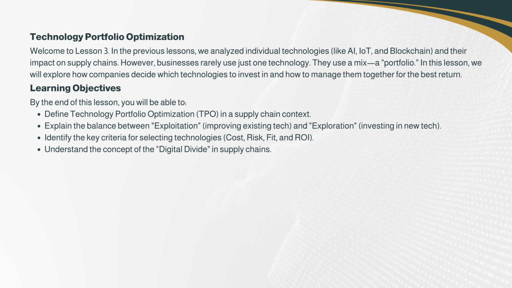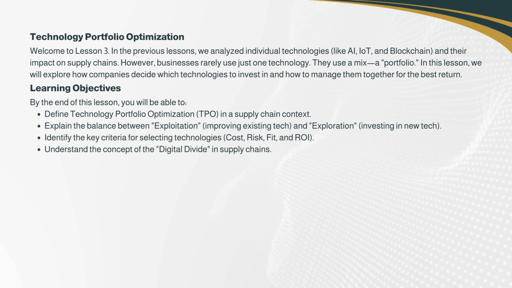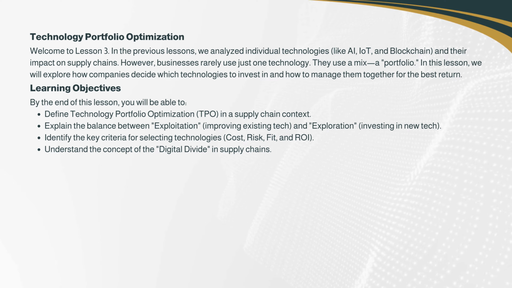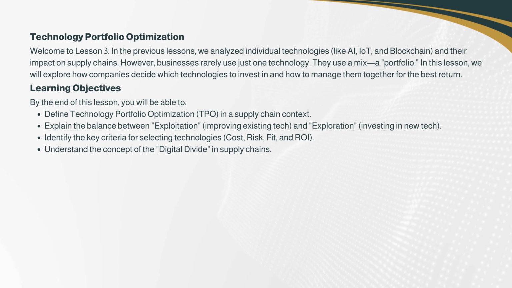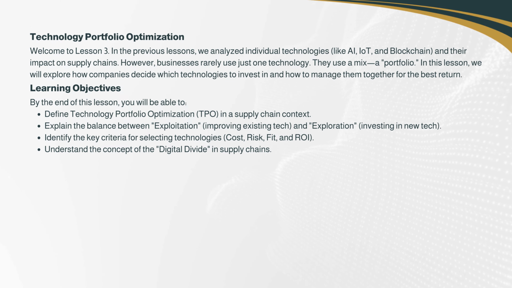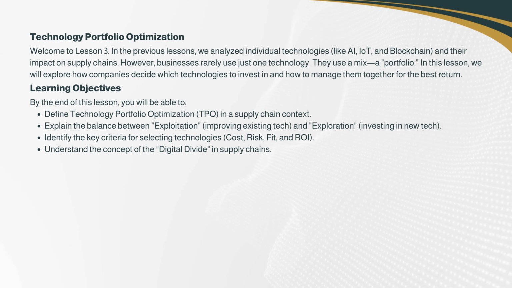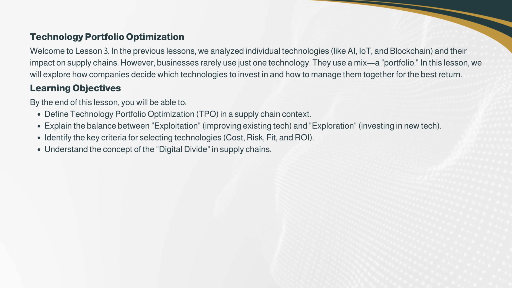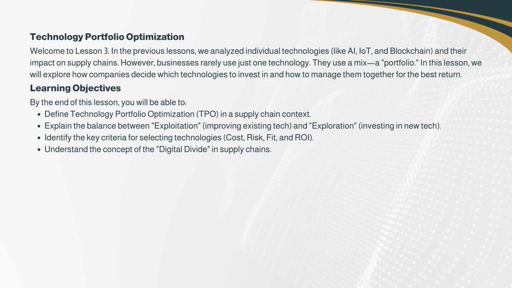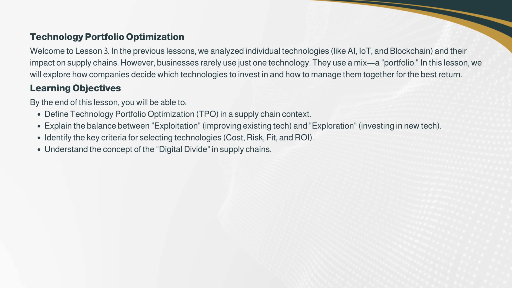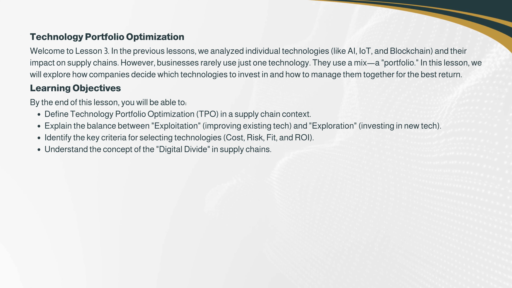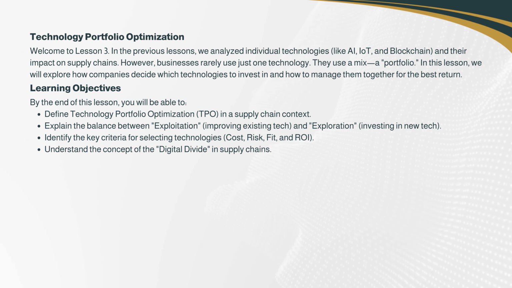Learning objectives. By the end of this lesson, you will be able to define technology portfolio optimization, TPO, in a supply chain context. Explain the balance between exploitation, improving existing tech, and exploration, investing in new tech. Identify the key criteria for selecting technologies: cost, risk, fit, and ROI. Understand the concept of the digital divide in supply chains.